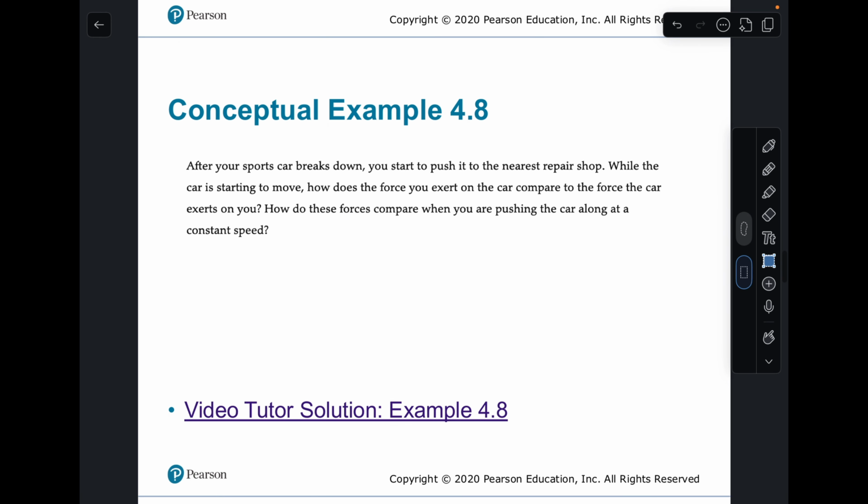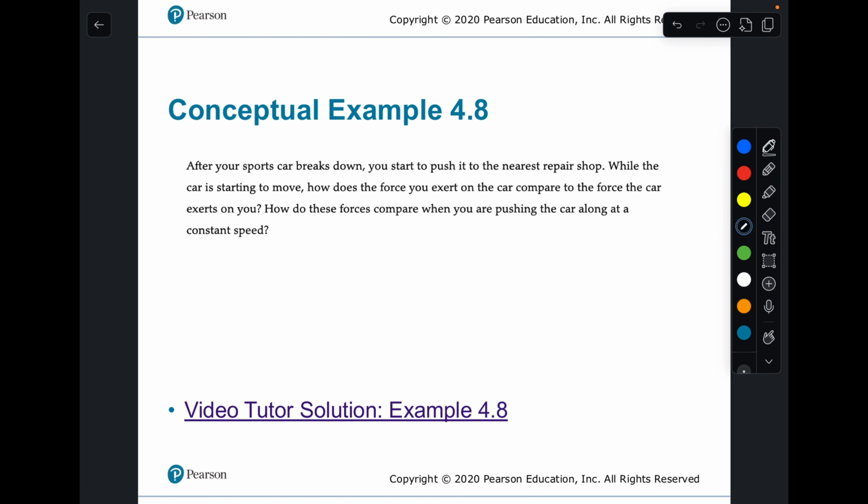Let's look at some conceptual examples that will illustrate some aspects of Newton's third law and train you on how to identify them, how to identify the force reaction pairs. So let's say your car breaks down and you start to push it to the nearest repair shop. While the car is beginning to move, how does the force you exert on the car compare to the force that the car exerts on you?